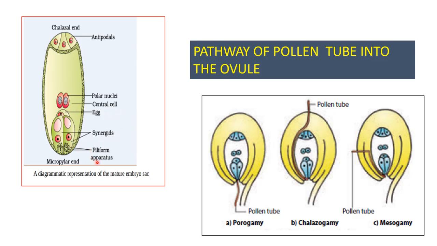Now, in a mature embryo sac, the male gamete will enter through the pollen tube and fuse with the egg cell. Irrespective of how the pollen grains fall on the stigma and the pollen tube grows, irrespective of the place of entry of the pollen tube, it has to go through the micropyle only. If the pollen tube directly enters through the micropyle, it is called porogamy. If the pollen tube enters through the chalaza, it has to be guided to the micropyle to fuse with the egg cell, and this is brought about by an obturator. And if the pollen tube enters through the integuments, it is called mesogamy, and then it is guided to the micropyle. So these are the three ways through which the pollen tube enters an ovule.